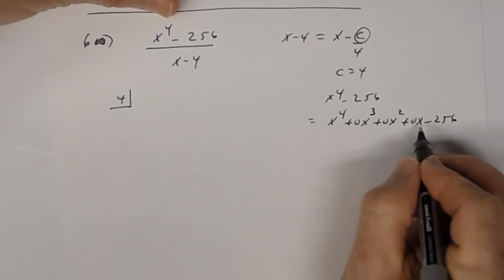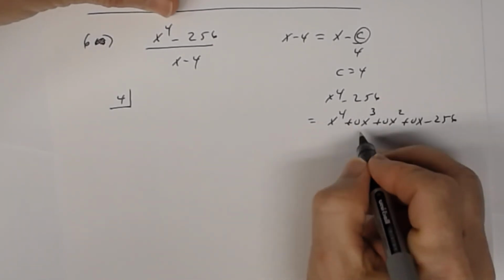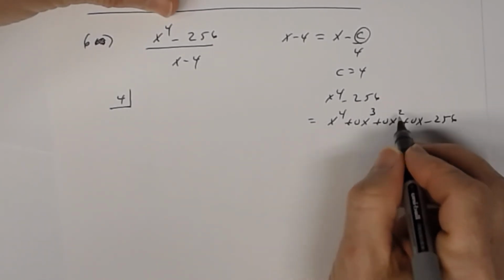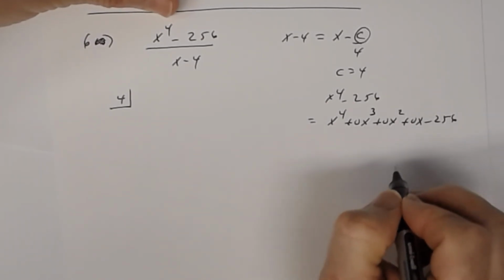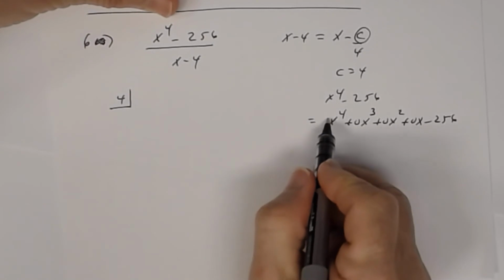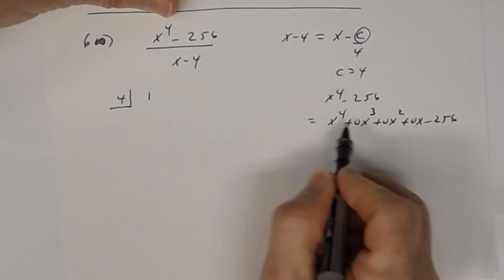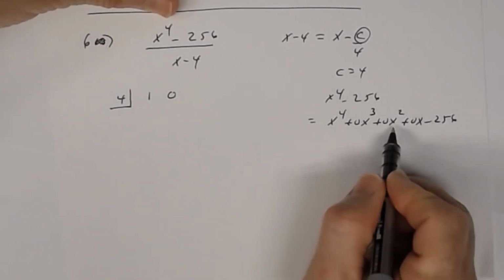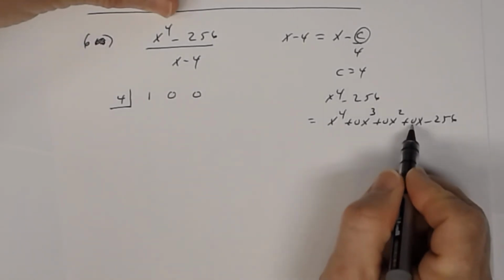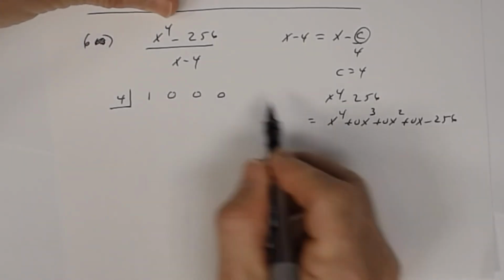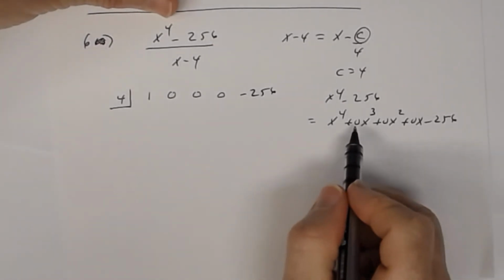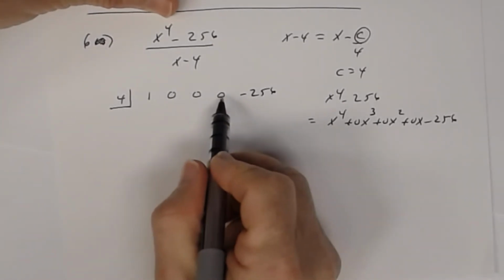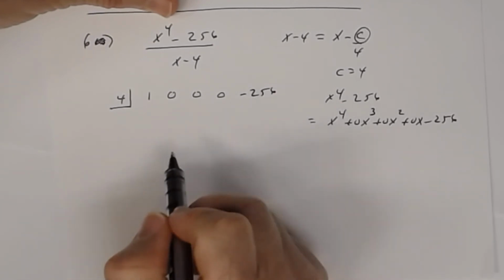So you see all those missing terms? x cubed is missing, I've got to put 0. x squared is missing, I've got to put 0. x is missing, I've got to put 0. Okay? So then we have the coefficient of x to the 4th is 1. Then I have 0, 0, 0, and then -256. All right, so I have 3 zeros, so I'm going to put 3 zeros here. Those are my place values.